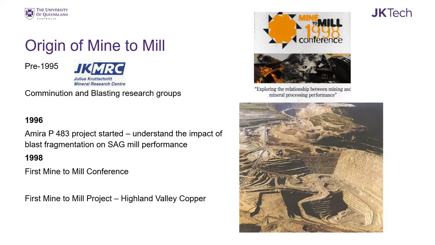So let me repeat that. So what happened at Highland Valley Copper? The mine increased their hole diameters and designed bigger blast patterns to reduce the drilling and blasting costs. This resulted in the mill throughput dropping by about 8%.